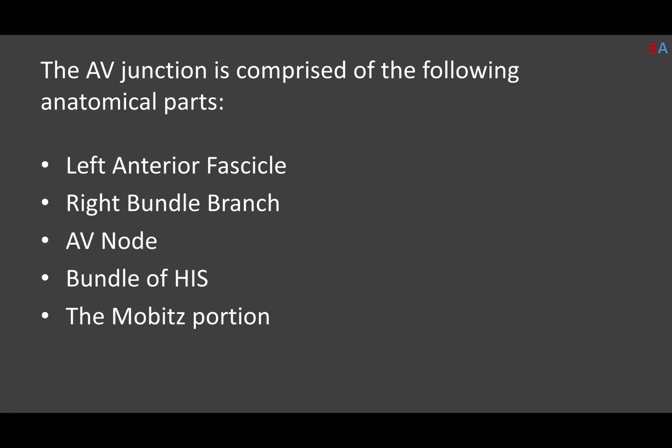The AV junction is comprised of the following anatomical parts. I've gone over this a couple different times, so there's a few different locations you can look, but your choices are the left anterior fascicle, which is part of the left bundle branch. You have the right bundle branch. Of course, there's the AV node itself, there's the bundle of His, and then there's the Mobitz portion. And hopefully that one threw you off completely and you just tossed it out altogether. But we're really looking at, the AV node and the bundle of His make up the AV junction.